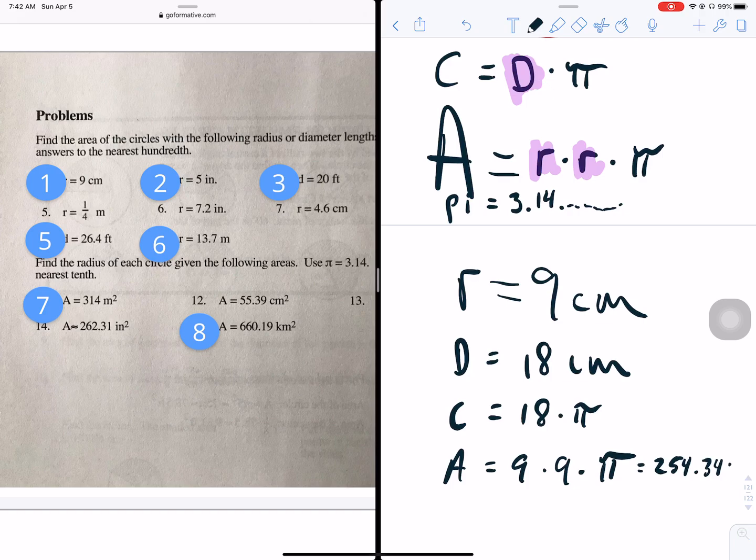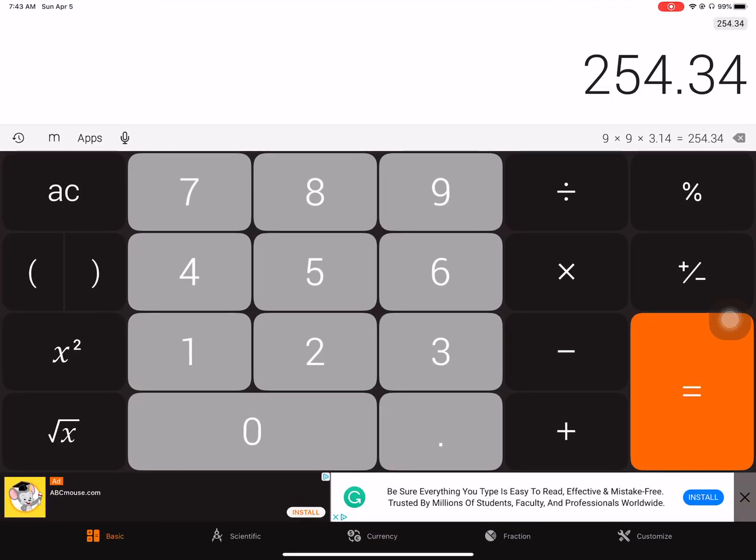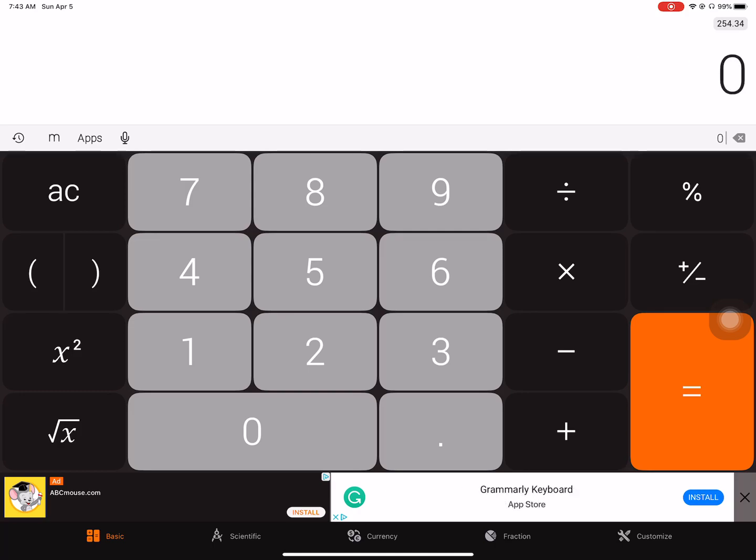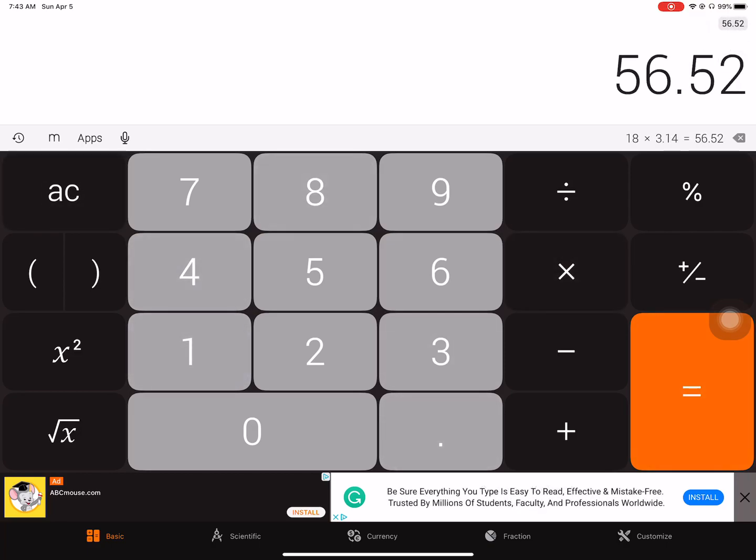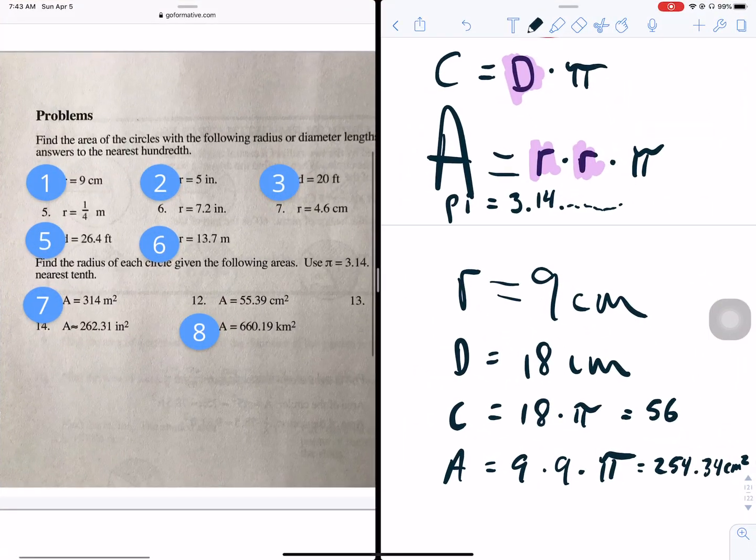So if you said centimeters, it's going to be centimeters squared. That's the only add-on, that area needs to be squared. A lot of kids, when they do the math, they'll know the math, but they won't finish off with the units. I forgot what the other one was. 56 point something. Let's do it again. 56.52. And that one's just going to be the units. I don't need squared on circumference. So I just did a sample problem where they gave me the radius and I did the rest.